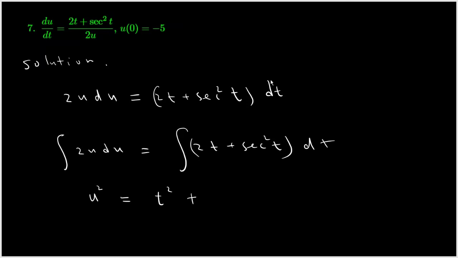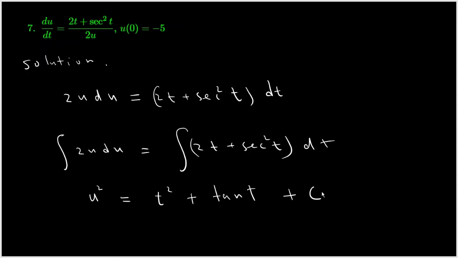And then plus the antiderivative of secant squared of t, which is tan of t, right? That's in the basic formula. All of you guys know that, okay? And then plus an arbitrary constant c. Okay. Now we have the general solution.